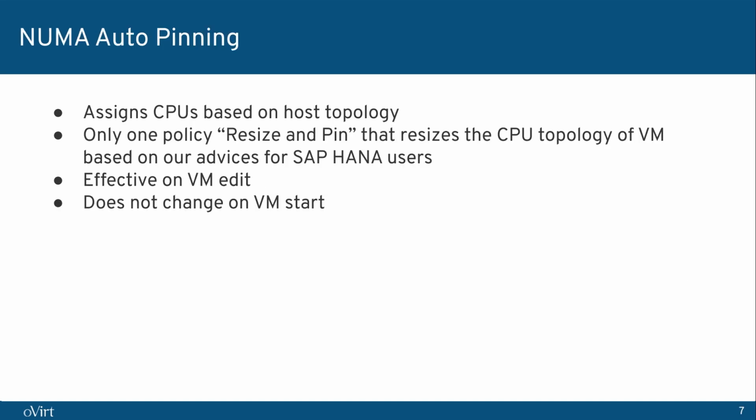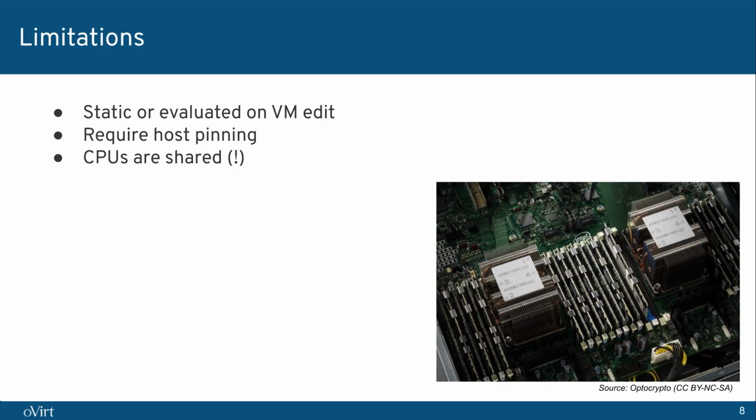Another option is the NUMA autopinning, which resizes your VM based on the host topology, and it uses our advice for SAP HANA users, which leaves a single core of each NUMA node unused. And despite the name, it's not as automatic as you may think. It takes effect not when you start the VM, but only when you close the edit dialog. So as you see, both methods have some limitations.